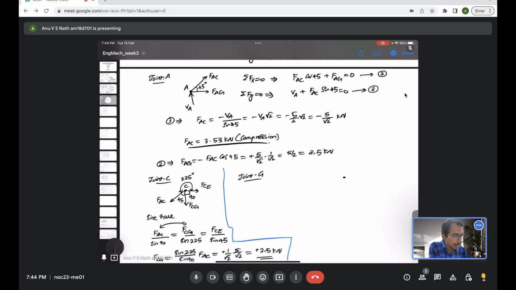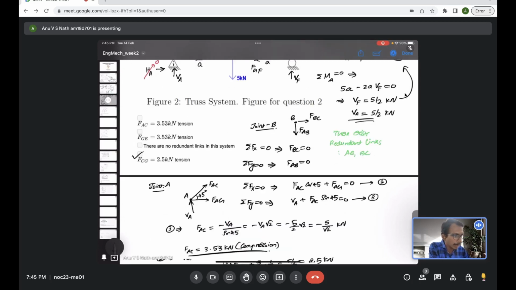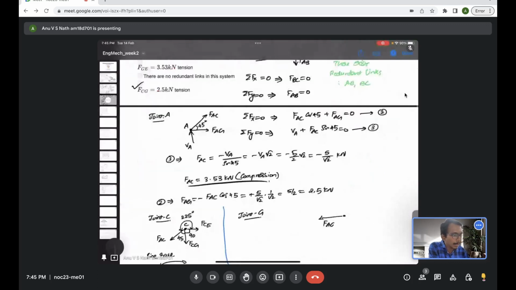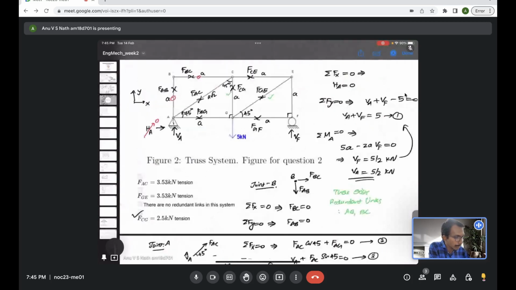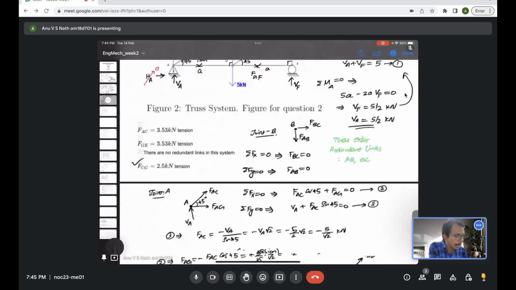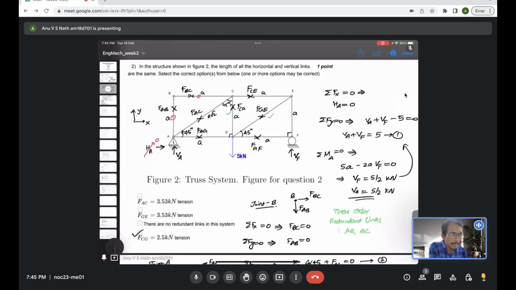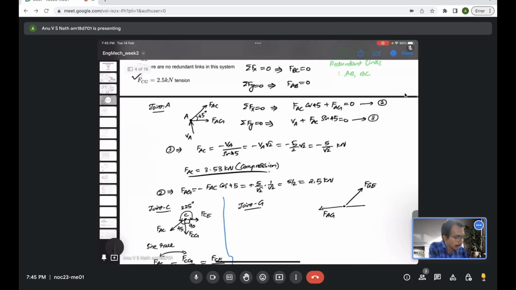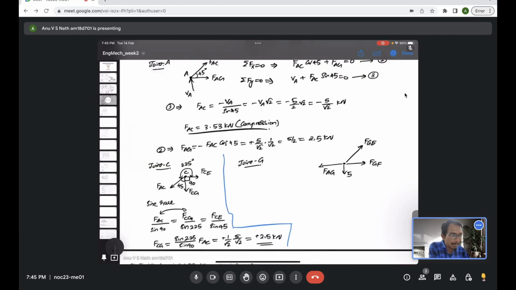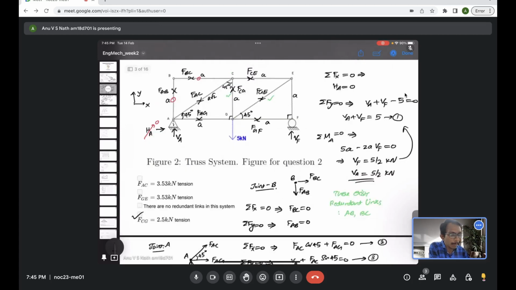If you see joint G, there is FAG acting in the left direction and FGE is acting at 45 degree, which is an unknown, we have to evaluate. FGF is acting horizontally and 5 kilonewton is acting vertically down, and then FCG is acting upward.